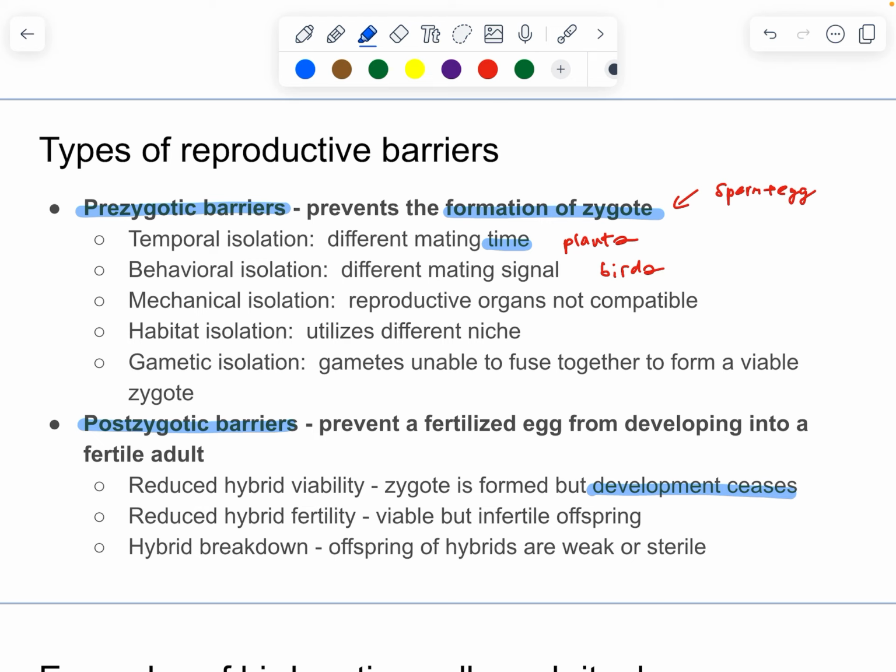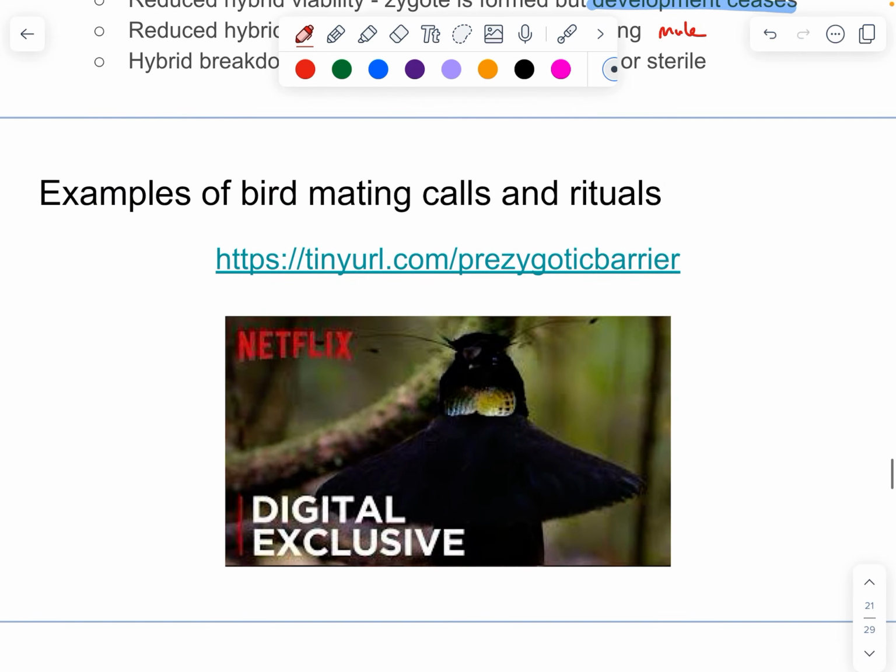Reduced hybrid fertility means that the hybrid individual is viable, healthy, but is infertile. The example that we talked about so far is the mule. When donkeys and horses breed with one another, they produce a mule, which is healthy, which is viable, but that mule is sterile. Hybrid breakdown is when the offspring of the hybrids, not the hybrids themselves, but the offspring of the hybrids, are weak or sterile. So these are the three different types of post-zygotic barriers.